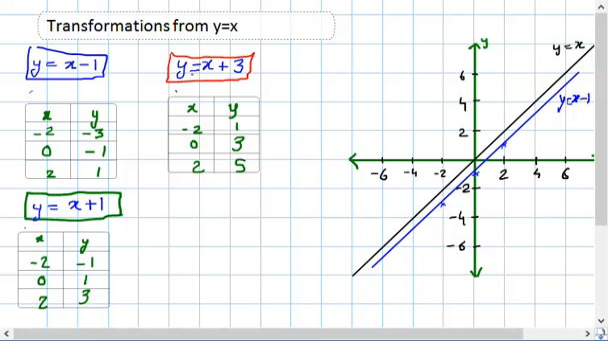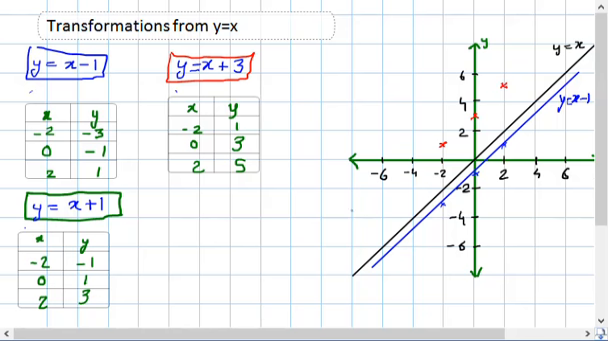Let's take the second equation. When x is negative 2, y is positive 1. So x is negative 2, y is positive 1. So I'll take that in red color. So we have our point right here. Then when x is 0, y is 3. So x is 0, y is 3 will give us a point here. And when x is 2, y is 5. So that gives us a point right here.